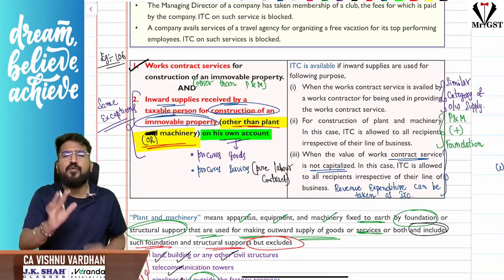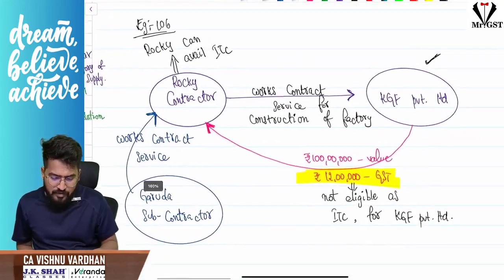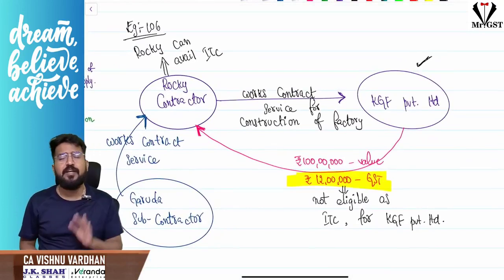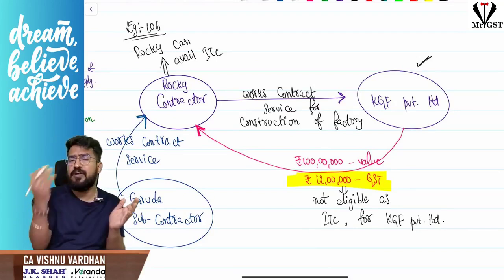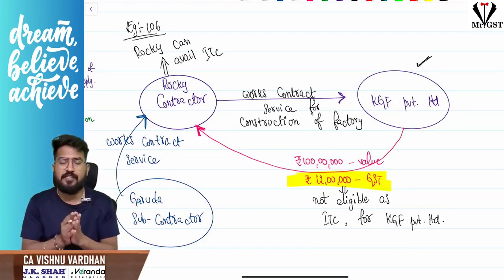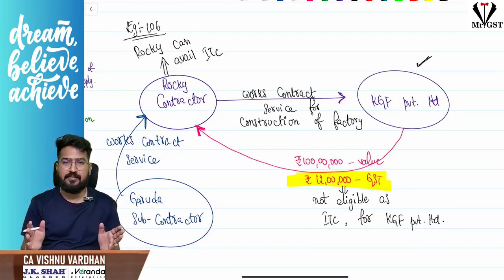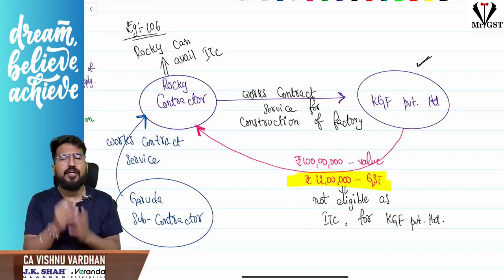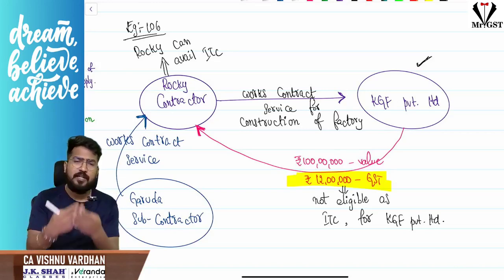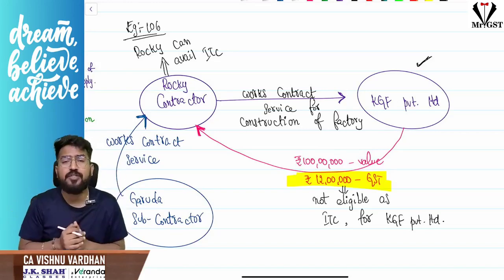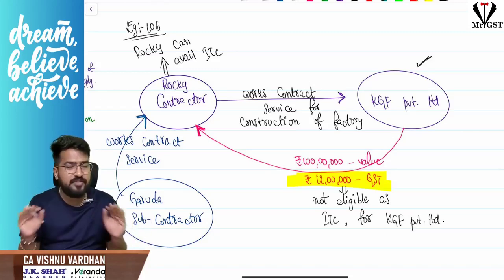Now, let us assume KGF factories wants to construct their factory building and they're appointing a contractor called Mr. Rocky. Now, Rocky is providing works contract services for KGF factories. Even though it is business purpose, KGF factories cannot take ITC. This is the point. Or imagine KGF factories are buying bricks on their own, cement on their own, iron and steel on their own, labor services on their own, everything, and doing construction on their own account, and they want to take ITC. Can they take ITC? No, sir, I'm sorry. Works contract services also you cannot take ITC.